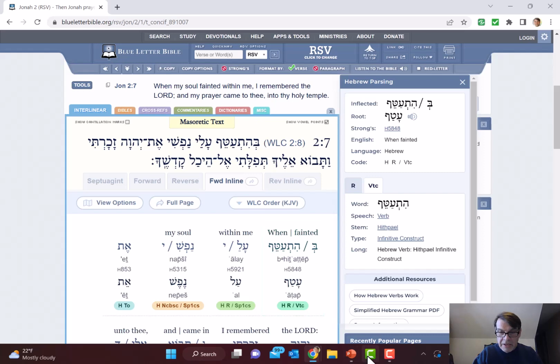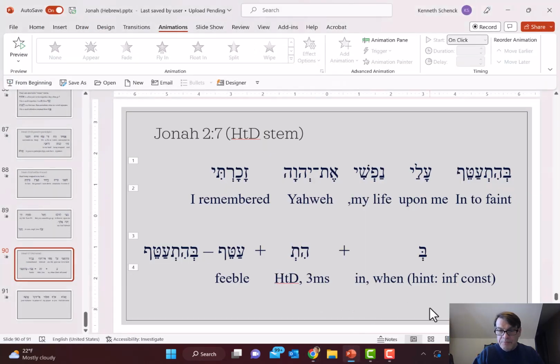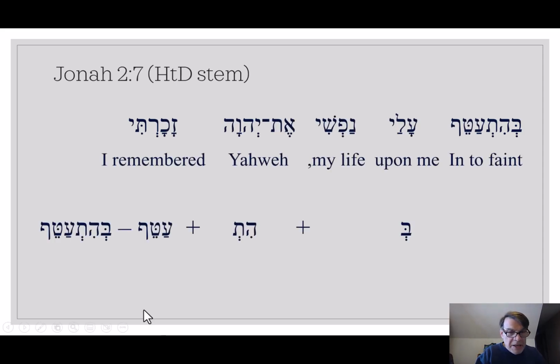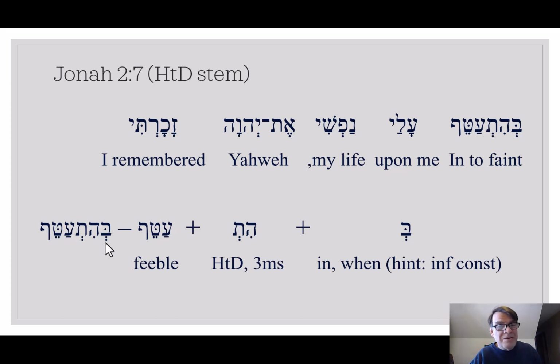Well, I've geeked out enough on that with you. What I wanted to point out is the infinitive construct here. Why is it called a Hithpa'el stem? Because look, the vowels follow the Hithpa'el pattern in the infinitive construct. The name of the stem, Hithpa'el, is actually the third masculine singular perfect form. But it also, not by coincidence, happens to be the infinitive construct form as well. Well, if this is overwhelming you, don't worry, la, la, la, la, la.